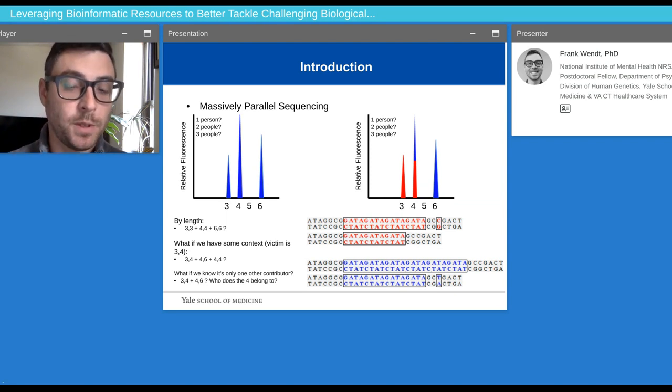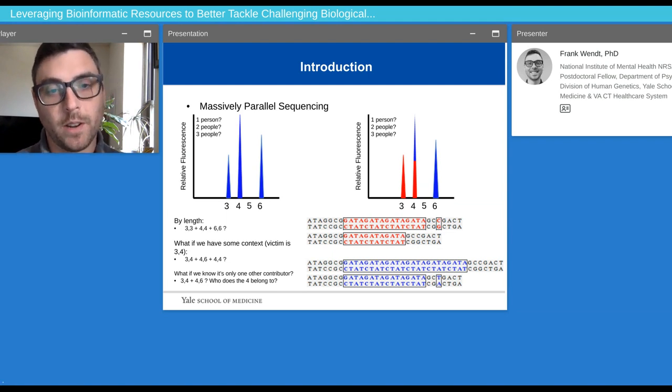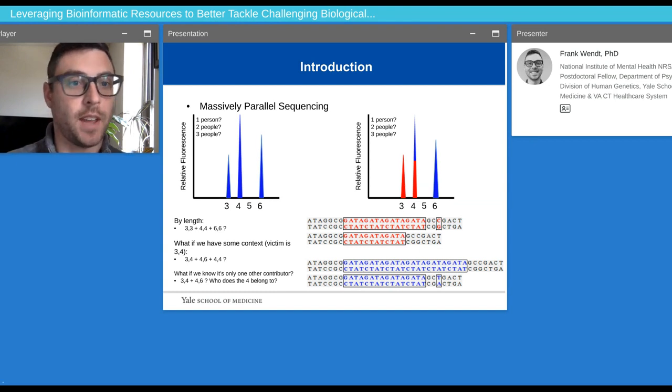If I gave you some more context and said that the victim is a 3-4, you might say, okay, the other contributor or contributors might be a 4-6 or even a 4-4. But what if I gave you more context and said that there's only one other contributor? You may then say, okay, we can make some pretty confident assumptions that this is a 3-4 mixed with a 4-6.